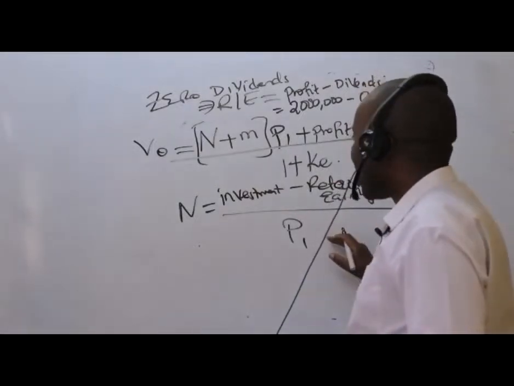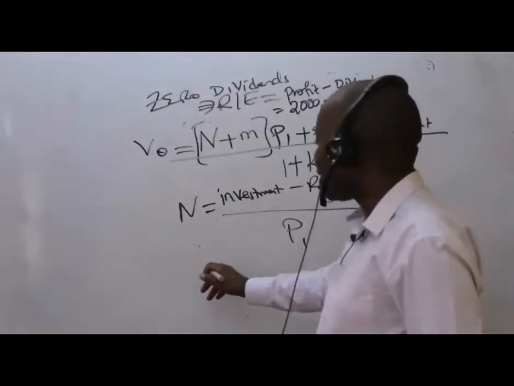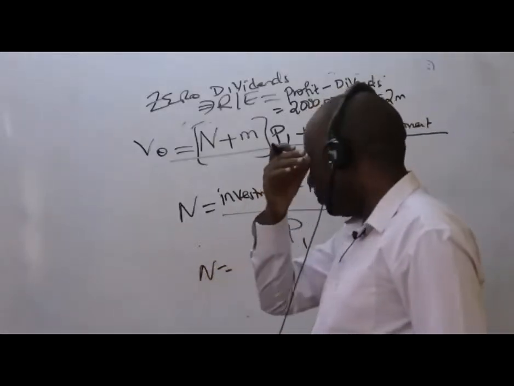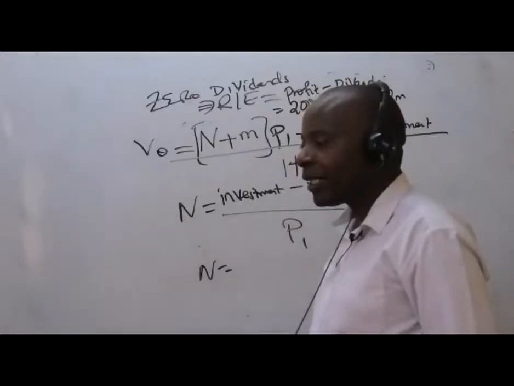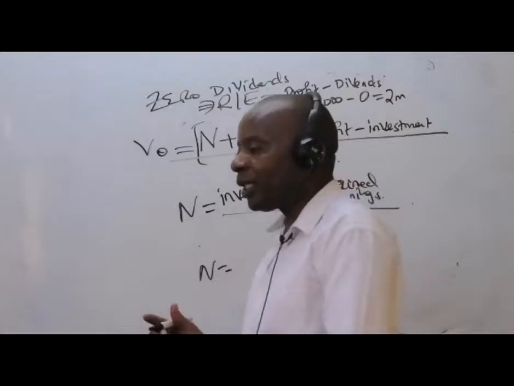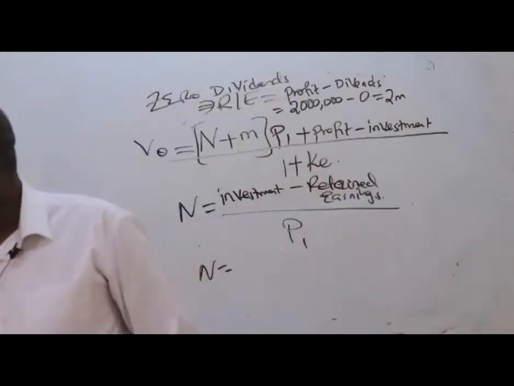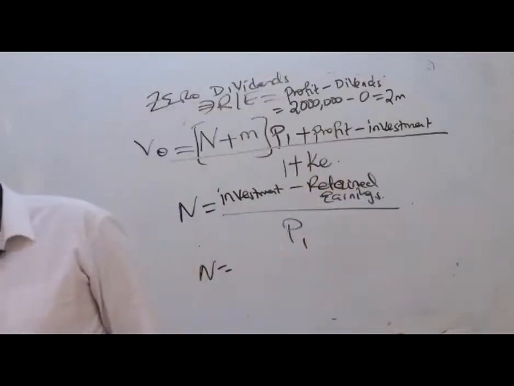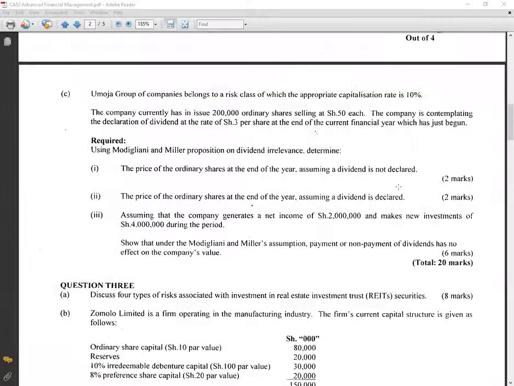So please come back here. Here then the new shares will be equal to the investment. What is the investment amount? Are you able to see some investments in this question? Peter tells me 4 million. So yes, I can see a new investment of 4 million during the period. So I'm able to see some investments there.